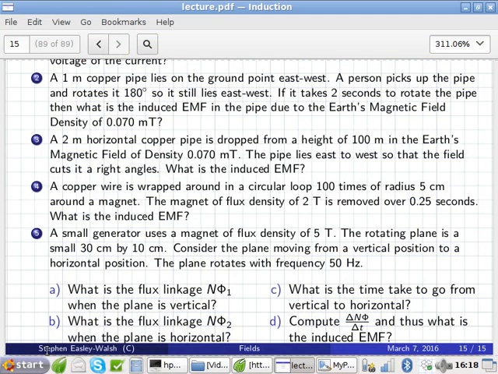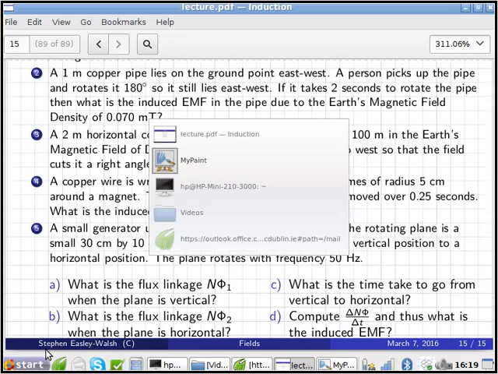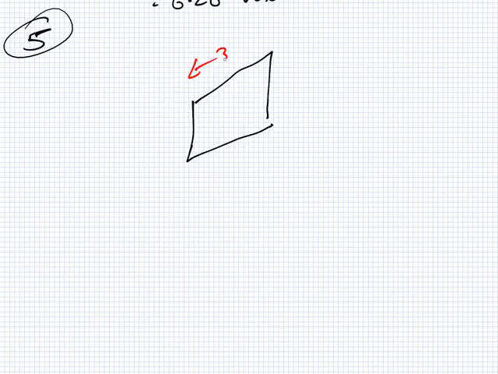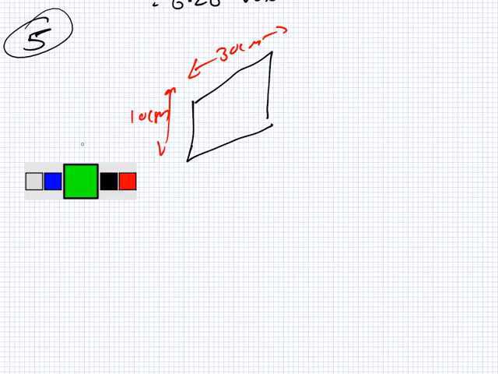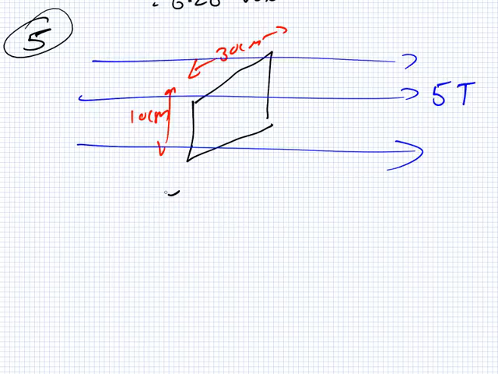A small generator uses a magnet of flux density 5 Tesla. The rotating plane is 30 by 10 and it's rotating. So what you have here in number 5, you have your plane. Well, I'll draw it vertically first. And this is 30 centimeters by 10 centimeters. And it's in a magnetic field of 5 Teslas. And it's rotating.